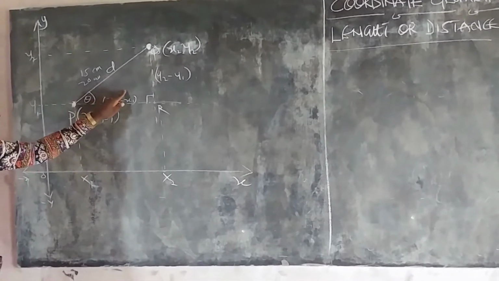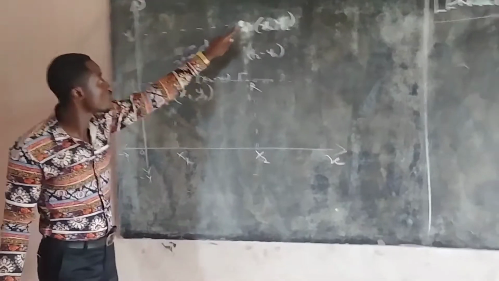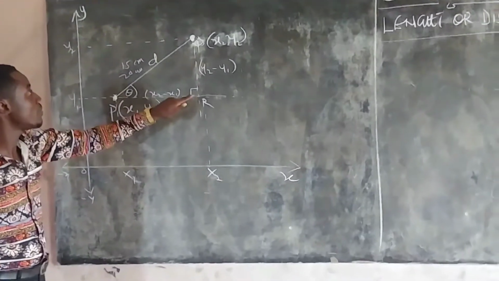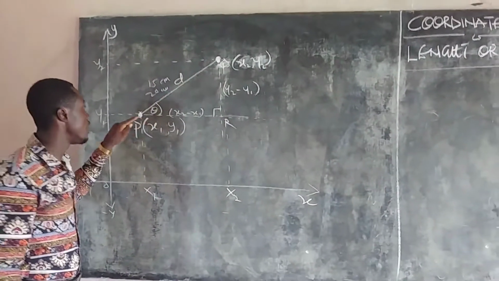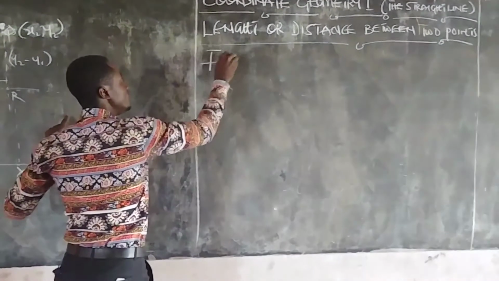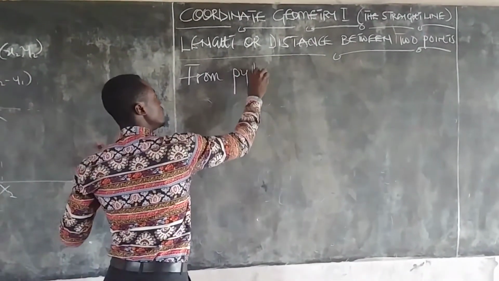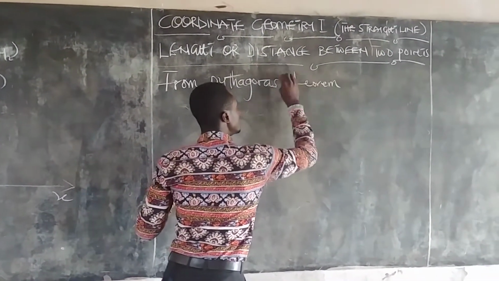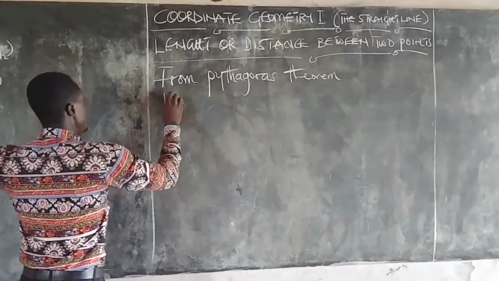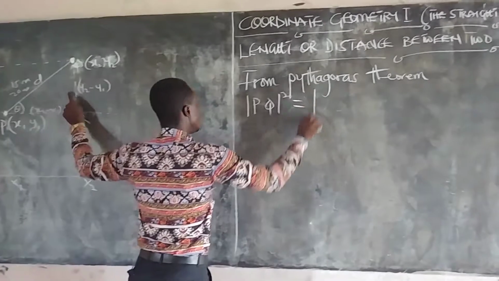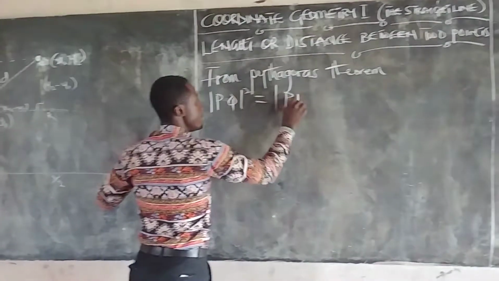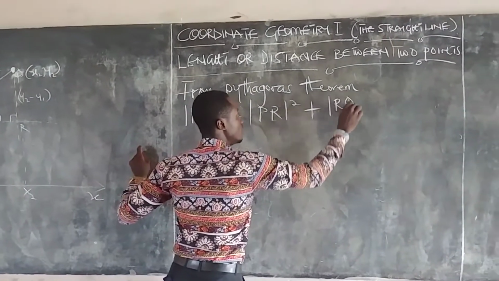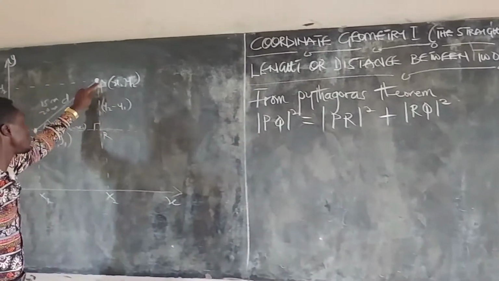So from Pythagoras theorem, length of PQ squared is equal to length of PR squared plus length of what? RQ squared. So we say that from Pythagoras theorem, length of PQ squared is equal to length of PR squared plus length of RQ squared, because this is a right angle triangle.